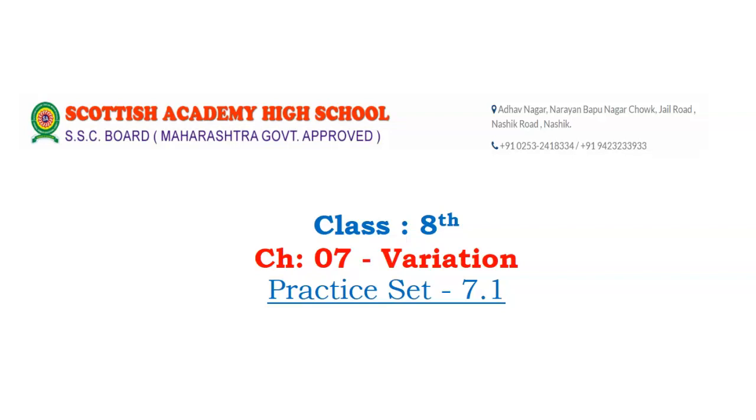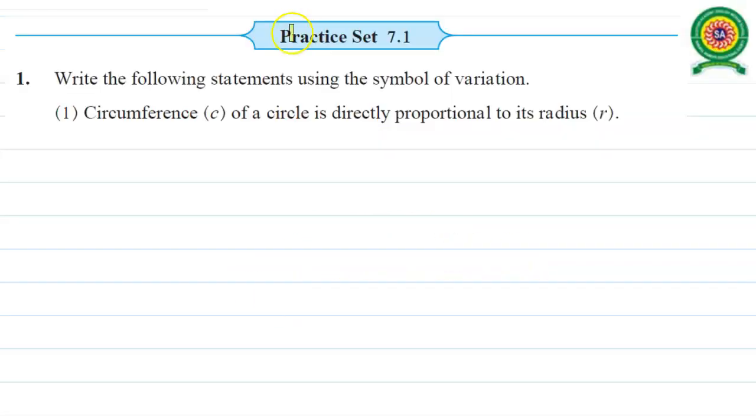Hello everyone. In this lecture we are going to discuss class 8th topic, chapter number 7, variation, practice set 7.1. So within practice set 7.1 we have the first question, write the following statements using the symbol of variation. Within it, first sub question, circumference C of a circle is directly proportional to its radius R.